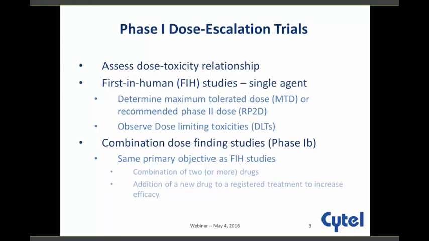On the combination dose-finding studies, which are typically denoted as phase 1b studies, we have the same primary objective, therefore determine the maximum tolerated dose or maximum tolerated contour in some cases. And we want to do this for either a combination of 2 or more drugs or the addition of a new drug to a registered treatment to increase efficacy.